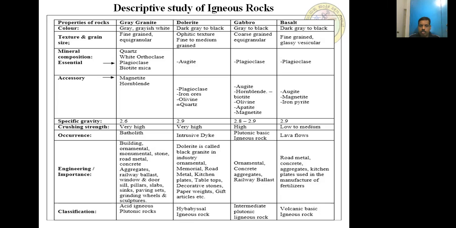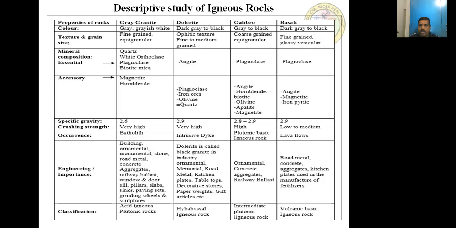Coming to engineering importance, dolerite is also called black granite in industry, normally used for ornamental purposes and road metals. It is used as decorative stones and also in the manufacture of gift articles, paperweights, etc. The classification is hypabyssal igneous rock.